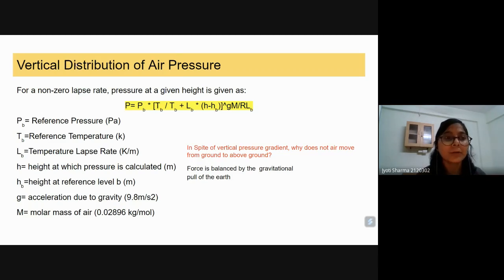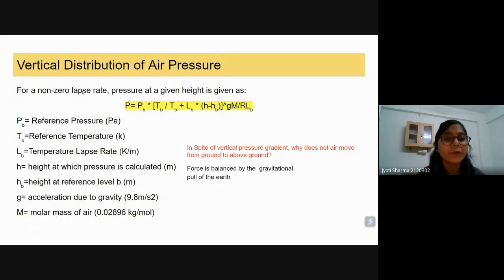Okay, then let's talk about the vertical distribution of air pressure. Whenever we have a heated surface, the air will be warmed and it will rise, but if it rises to height, it expands, and after expansion the air cools down. So why is this expansion taking place? Because at some height the air pressure is low, but at the bottom of the atmosphere there is high pressure.